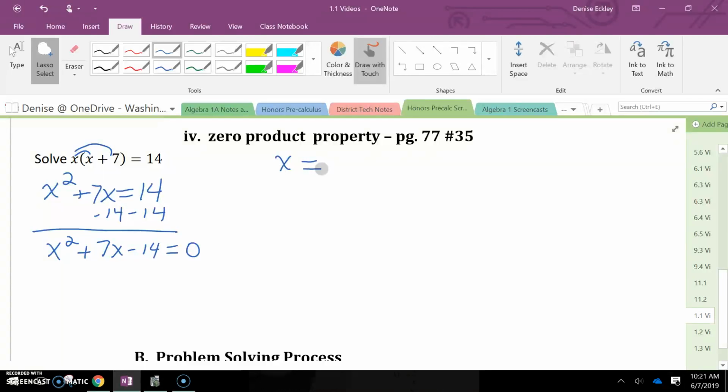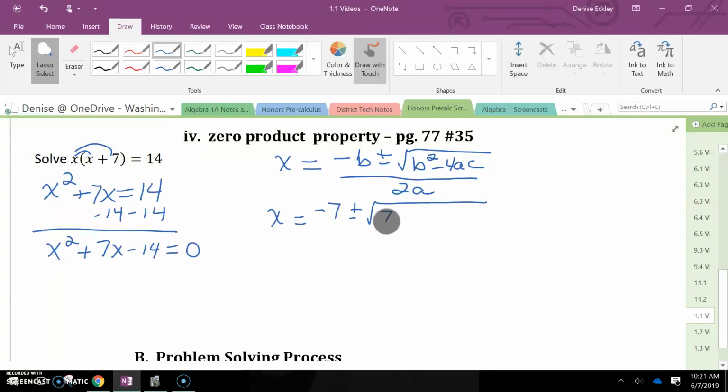So recall that x equals negative b plus or minus the square root of b squared minus 4ac, and the whole thing is divided by 2a. So substituting in the appropriate values, I'm going to have negative 7 plus or minus the square root of 7 squared minus 4 times 1 times negative 14, and the whole thing is divided by 2.